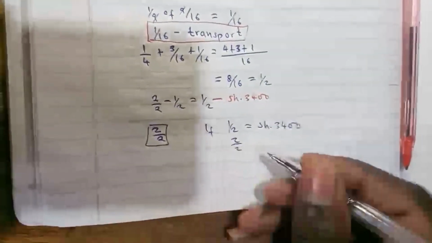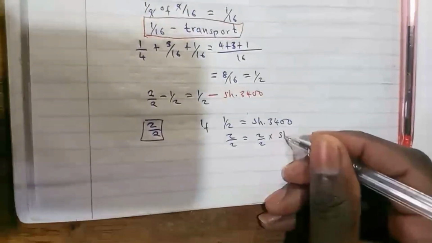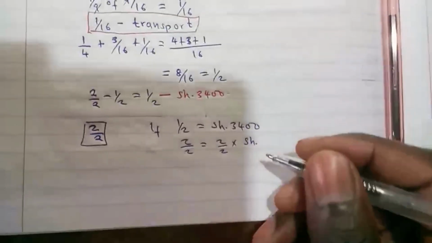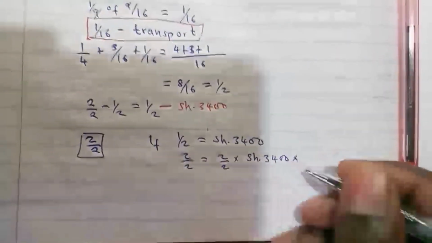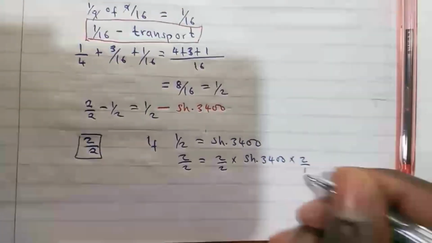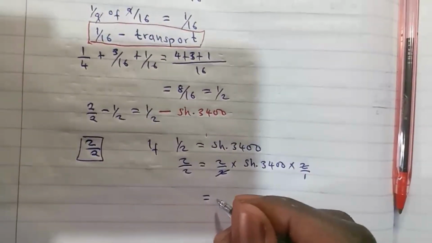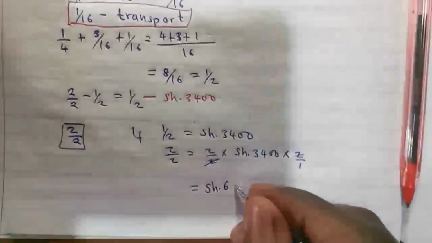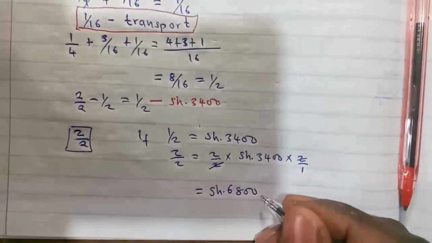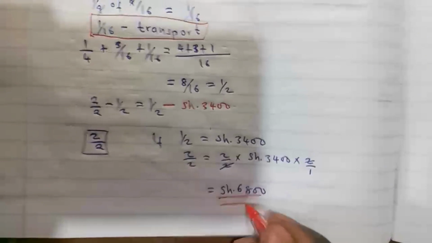Now 2 over 2, which is the net salary, will represent 2 over 2 times 3,400 shillings times the reciprocal, which is 2 over 1. These ones cancel, and if we multiply that, we get the net salary as 6,800 shillings. So this is the final answer, guys.